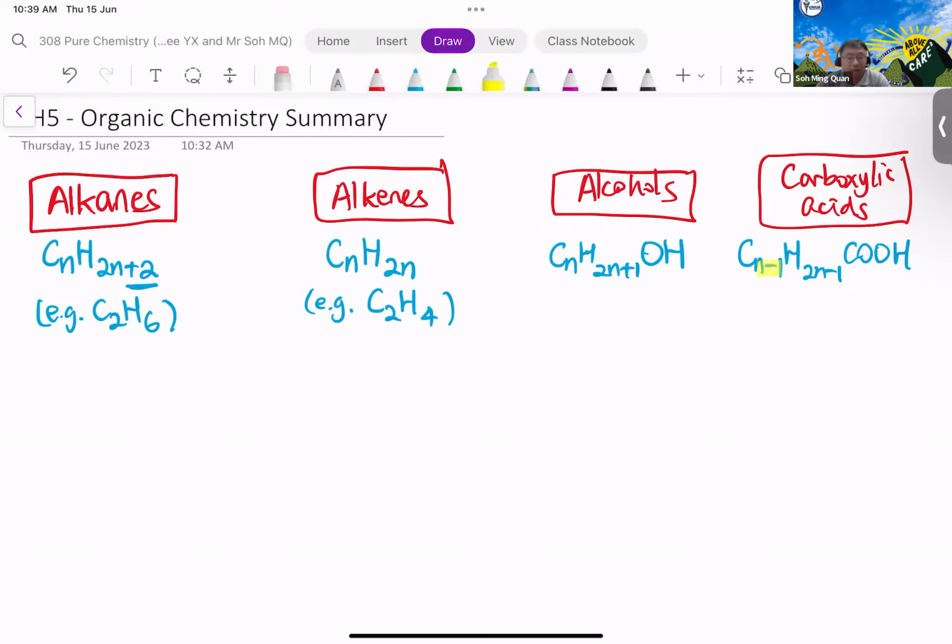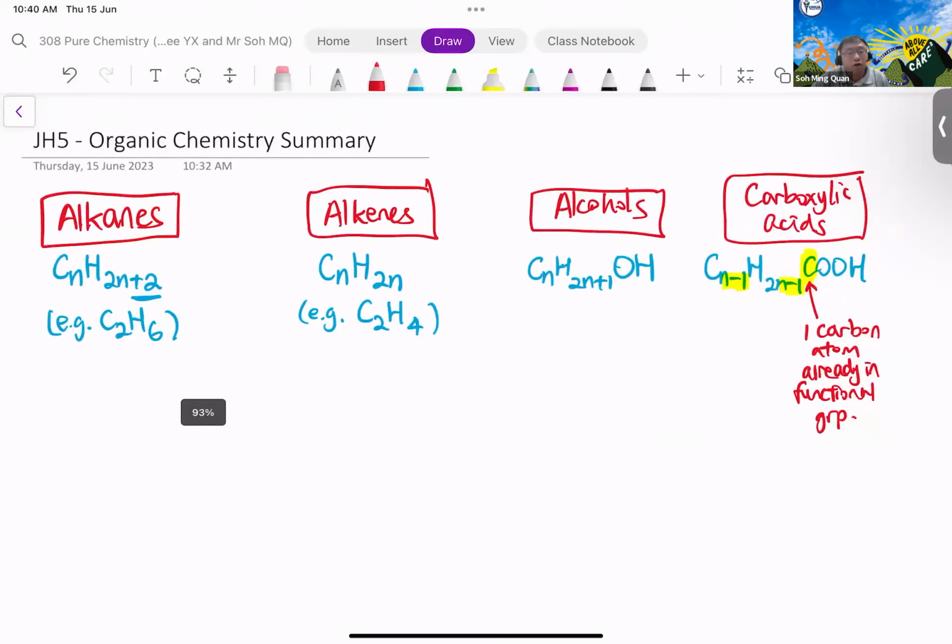Now you notice that carboxylic acids have a -1 inside their general formula. The main reason why there's a -1 to the number of carbon is because there is already 1 carbon atom in the functional group. Okay, so let's not forget the COOH functional group already has 1 carbon atom. Okay, so that's a common mistake that most students will make. They will forget that there's 1 carbon atom in the functional group.